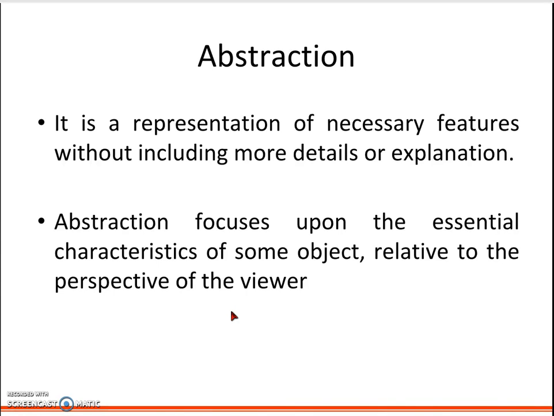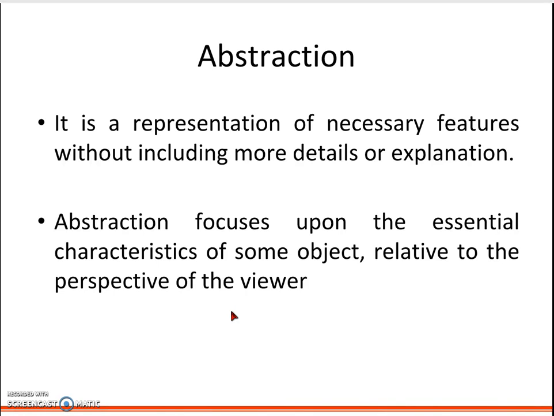Abstraction. Abstraction means identifying the necessary features without including all the data or extra data in the object. It also focuses on the essential characteristics of an object related to the perspective of the user. For example, a book object has a collection of data. A student can see only the title, the content, and whether the content is covered by the syllabus. Only that thing is what the student wants to see.